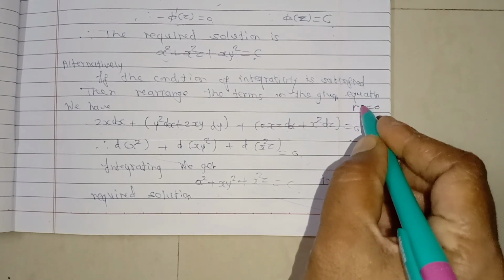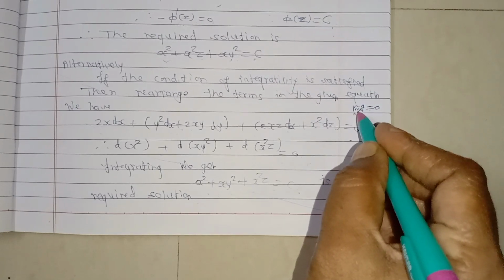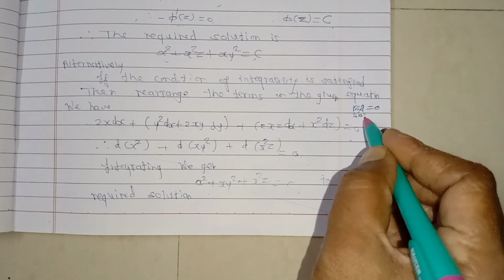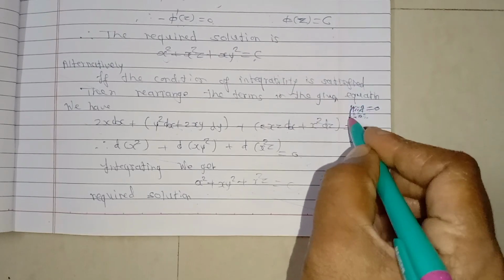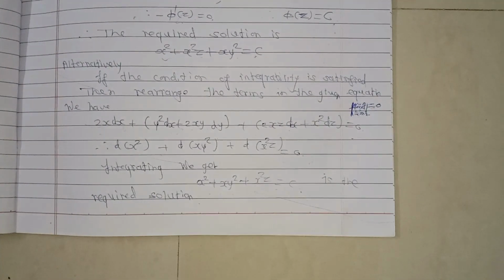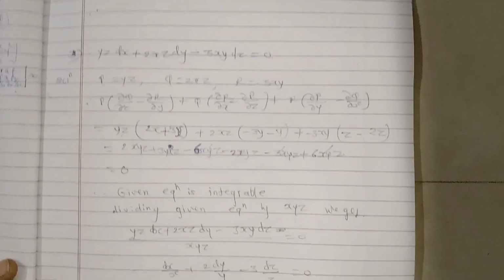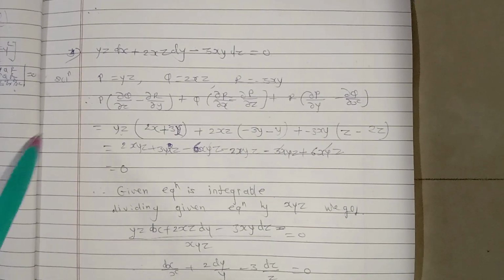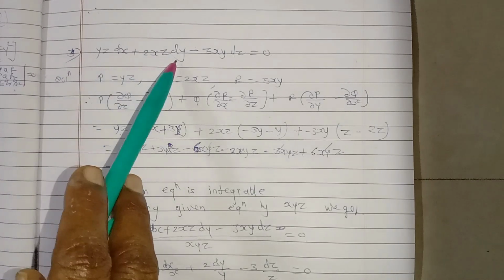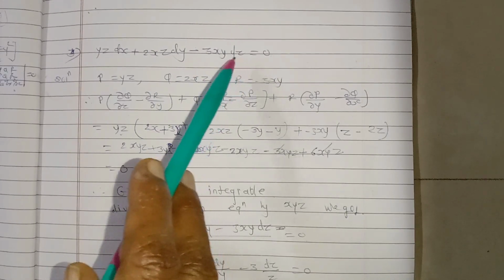That is, the determinant with rows P Q R, del by del x, del by del y, del by del z, must be equal to 0. Now we consider the next example. Solve yz dx plus 2xz dy minus 3xy dz equal to 0.